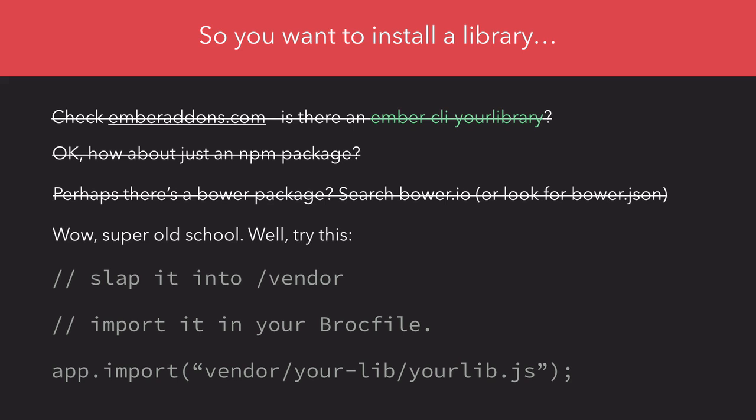You just slap it into /vendor, and then same thing, you import it in your Brocfile. So just import vendor/your-lib, whatever. You might also have to add it to .jshintrc if it's a global, like on window, so that your tests stop complaining.